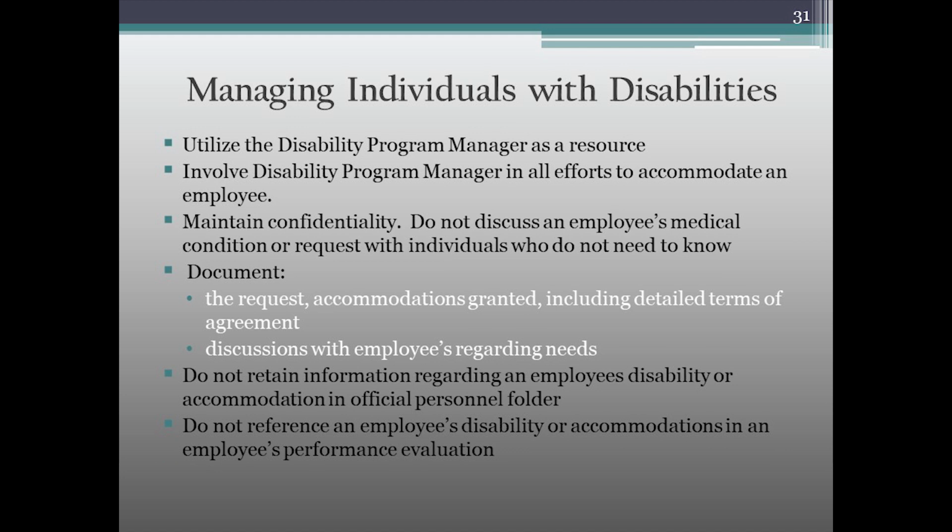And finally, it's important not to address information related to the individual's reasonable accommodation in their performance evaluation. This is also a violation of the Rehabilitation Act. And do not ask employees for medical documentation that's not related to their request for reasonable accommodation.